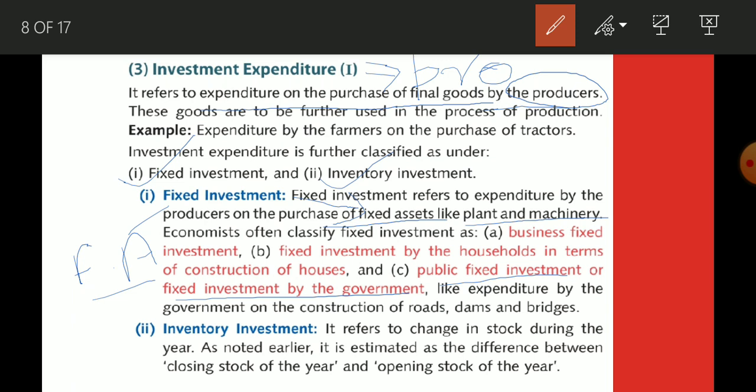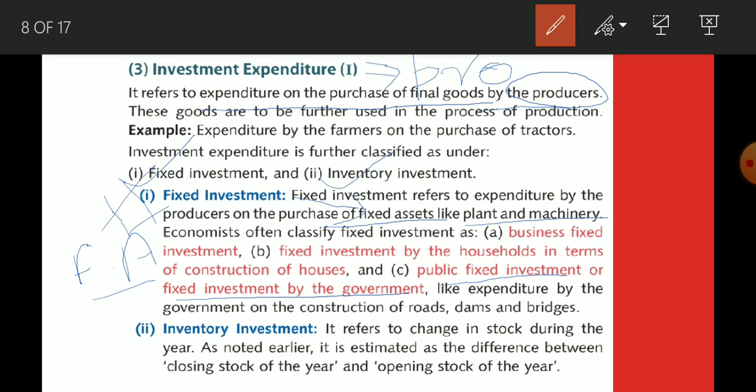And this fixed investment is further divided into three parts: business fixed investment, investment by the household in terms of construction of houses, and public fixed investment, which is fixed investment by the government. So remember this, because sometimes in a numerical question fixed investment is not given directly, it is given in the parts. So if you have learned these parts, then only you are able to attempt the numerical question. So it is very important.